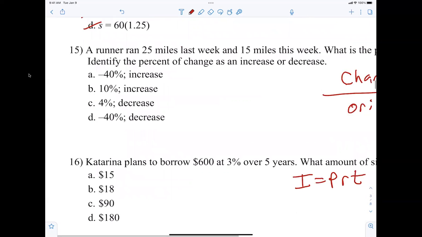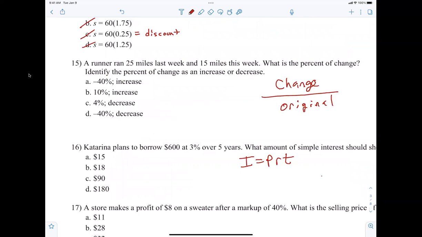All right, number 15, same problem, right? So the difference is what? 10, right? And the original amount was what? 25. Does everybody agree with that? So was it an increase or a decrease? Yeah, so it's not A or B. So now 10 divided by 25 worked out to be what? 0.4, which is the same as what? 40%. I'm pretty happy with that.